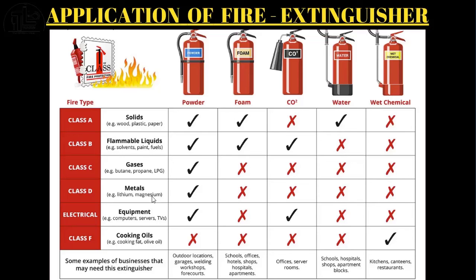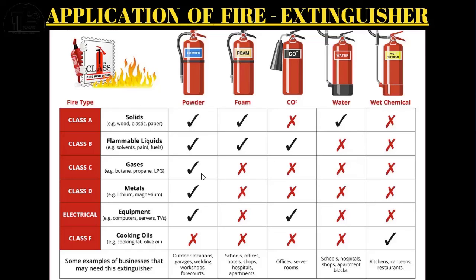Let us understand this. Now if the source of fire is Class A, which is solid, then what kind of different fire extinguishers can you use? You can use powder fire extinguisher, you can use foam, you cannot use CO2, you can use water. Similarly, if the source of fire is flammable liquids, then you can use powder, foam, CO2, but you cannot use water and wet chemical.